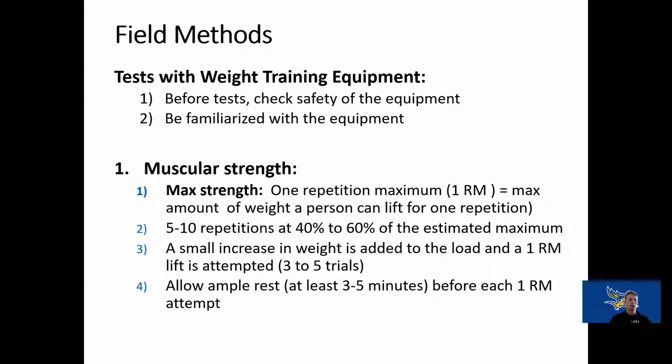Make sure that we actually include rest into these. So 3 to 5 minutes rest is required for the body, the nervous system to recover from acute maximal efforts. So adding in this recovery time can give us a more reliable and a more valid test of maximal strength. If someone's fatigued, that's going to interfere with maximum strength.